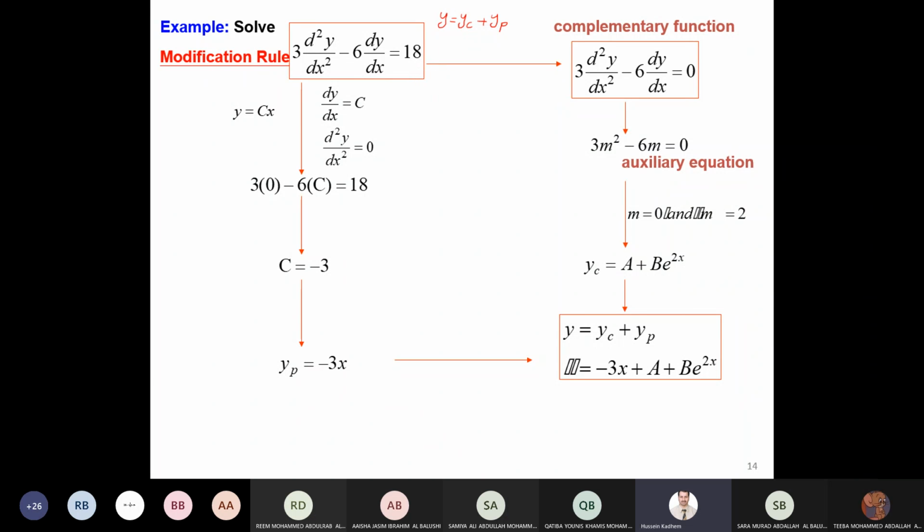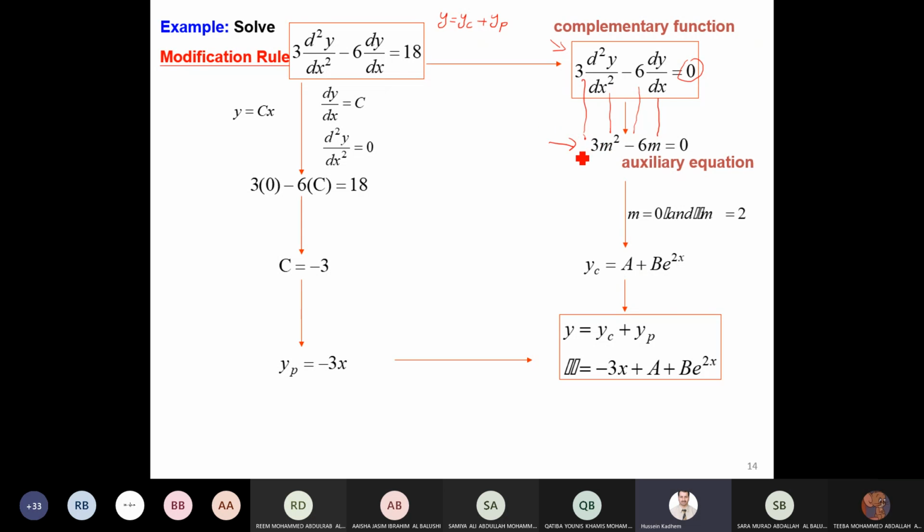Have a look. I took here the non-homogeneous equation, which is 3 d squared y over dx squared minus 6 dy over dx equals 0. You can see here, the homogeneous. Then I wrote here the auxiliary equation or the complementary equation, which is 3m squared minus 6m equals 0.